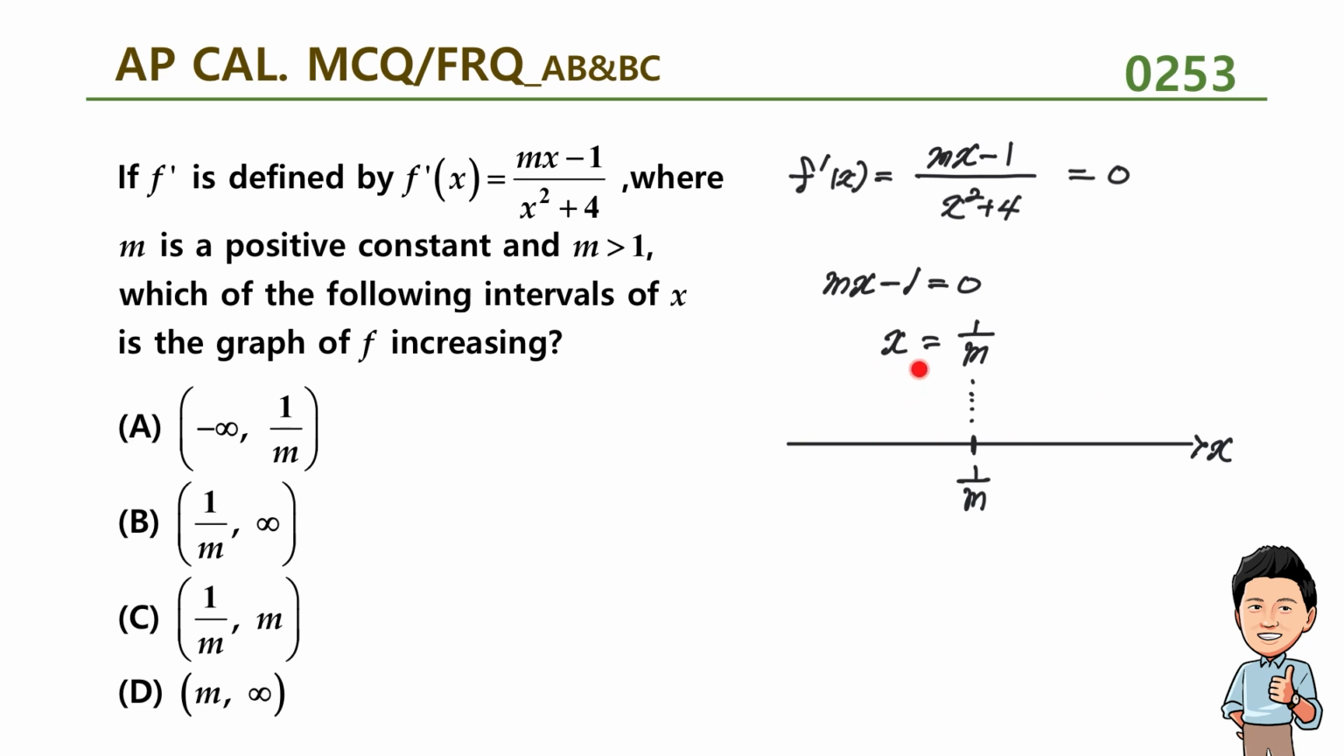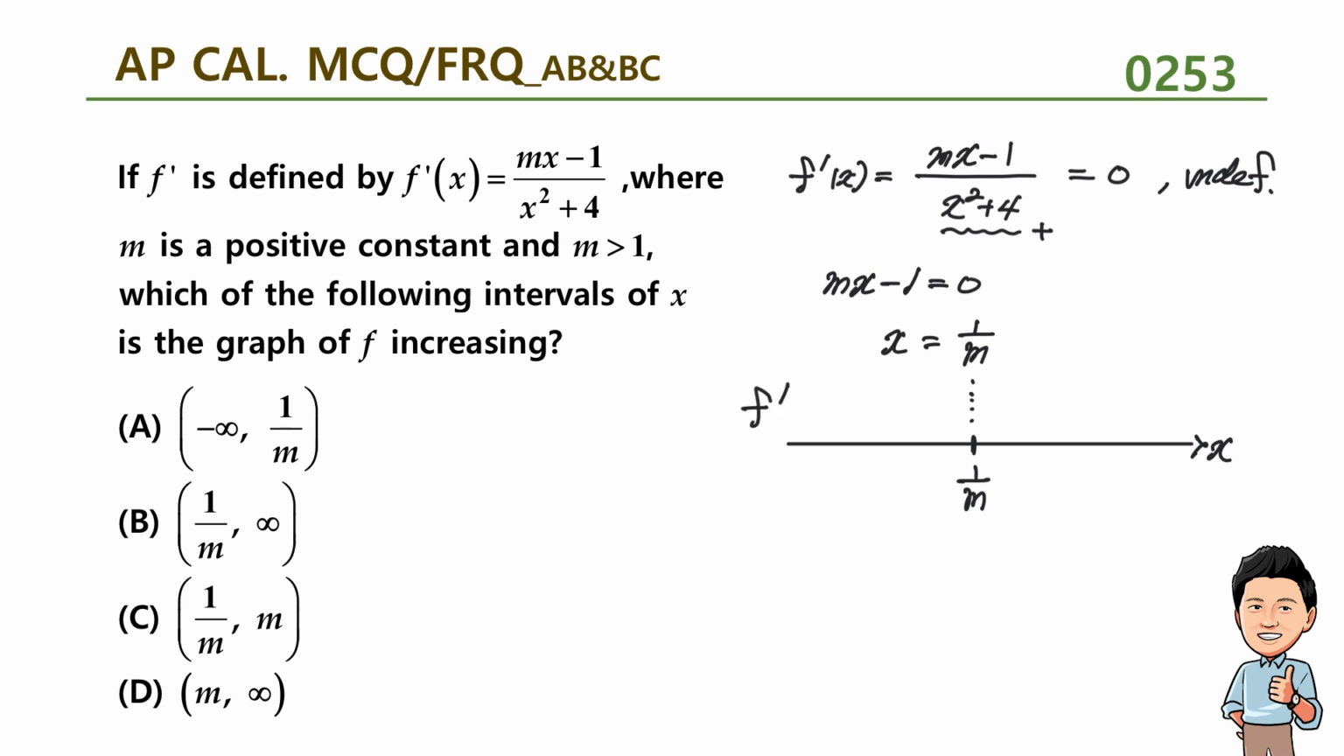Well, this is the only critical point, right? If we set f prime undefined, then the denominator must be equal to 0, but x squared is always greater than or equal to 0. So x squared plus 4 is always positive, right? So we don't have any x value where f prime is undefined. So this is the only critical point. So let's test the sign of f prime.